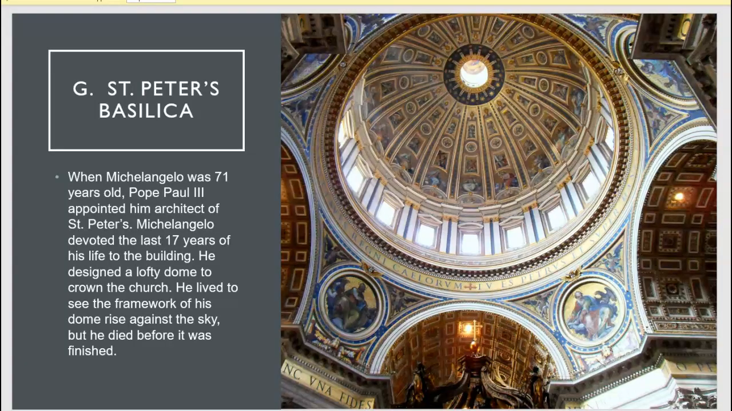St. Peter's Basilica. When Michelangelo was 71 years old, Pope Paul III appointed him architect of St. Peter's. Michelangelo devoted the last 17 years of his life to the building. He designed a lofty dome to crown the church. He lived to see the framework of his dome rise against the sky, but he died before it was finished.